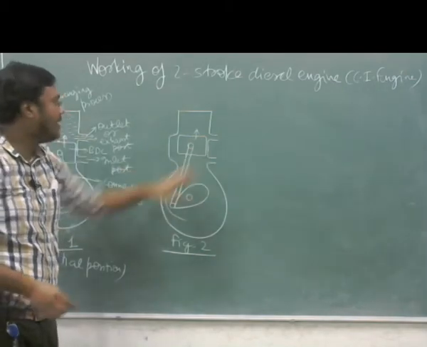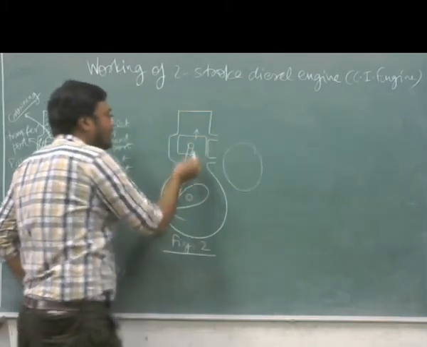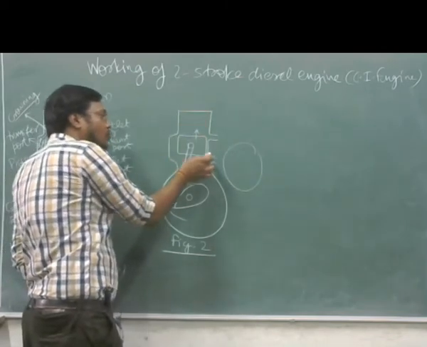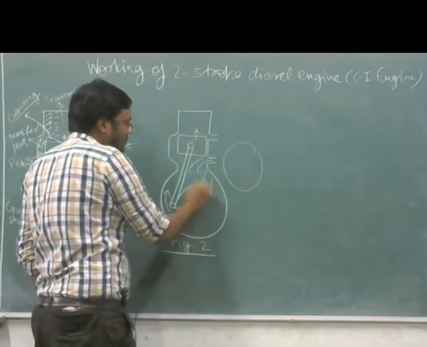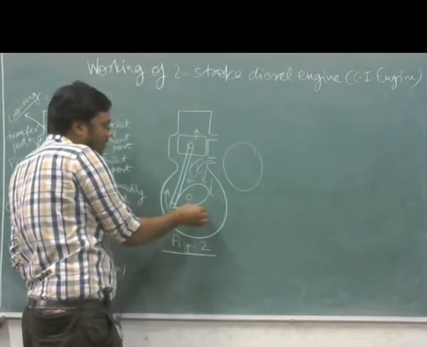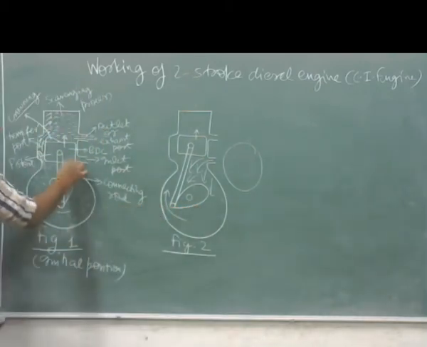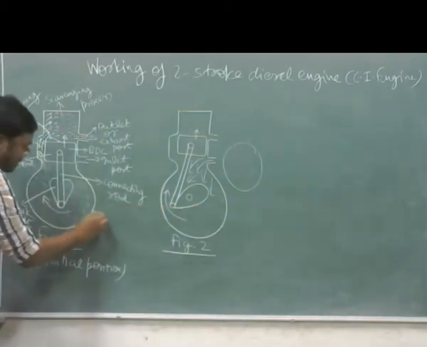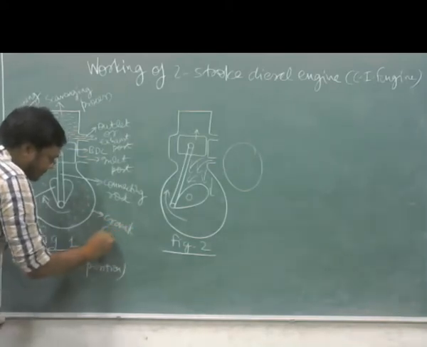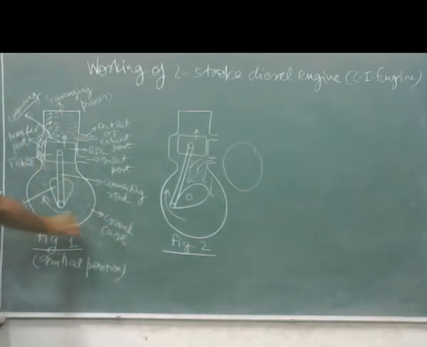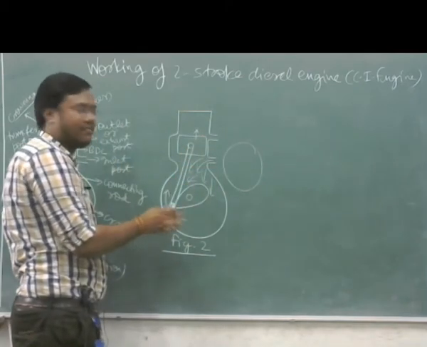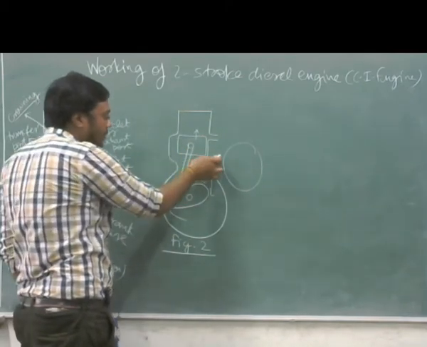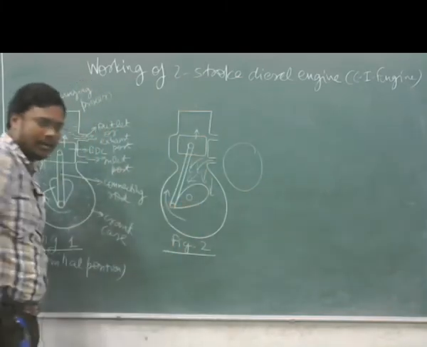Atmospheric air is also present here, no? So when this piston moves in upward direction, through the inlet port, suction process takes place and fresh air comes inside the crankcase. This is known as crankcase. This space is known as crankcase. So when this piston moves in upward direction, this inlet port opens and fresh air will come inside the crankcase below the piston.